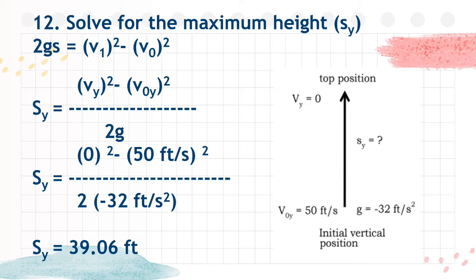Since we already have the given, we are just going to substitute it into our equation. Hence, distance or your maximum height is equal to 0 raised to 2 minus 50 feet per second raised to 2 all over 2 times negative 32 feet per square second. So the value of the maximum height now is equal to 39.06 feet.